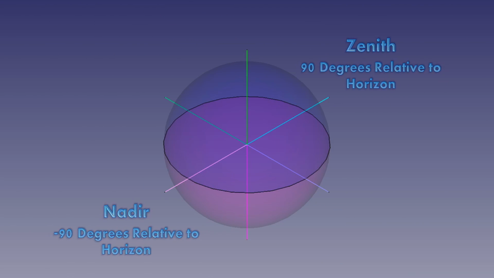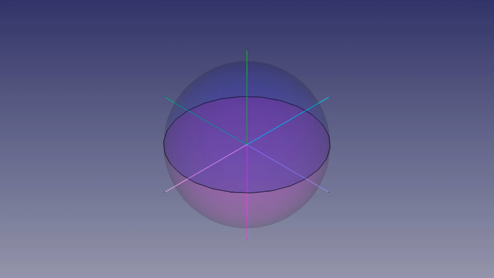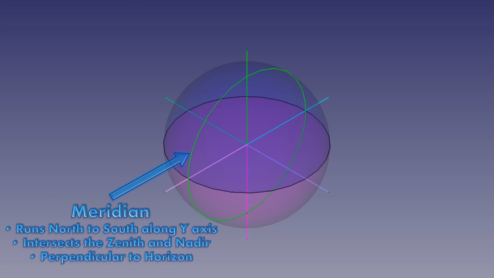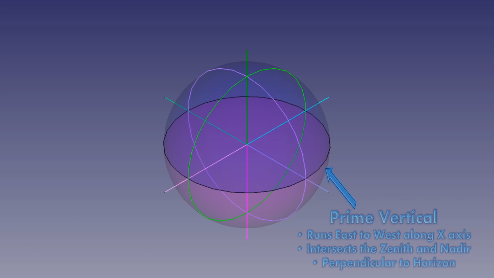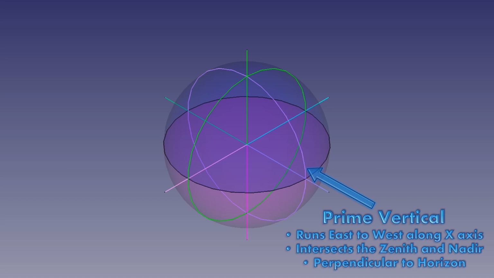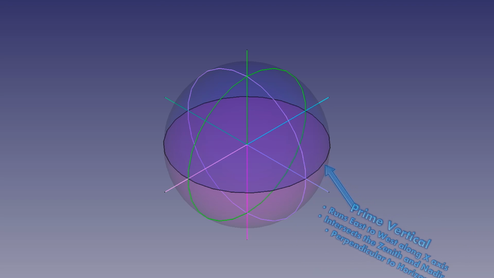Next, we will add two great circles perpendicular to the horizon, one running from north to south intersecting the zenith and nadir, which we will label the local meridian. The other will span east to west, also intersecting the zenith and nadir, and we will label this one as the prime vertical. You can think of these two great circles as projections of the cardinal points onto the celestial sphere, effectively dividing it into four 90-degree sections.